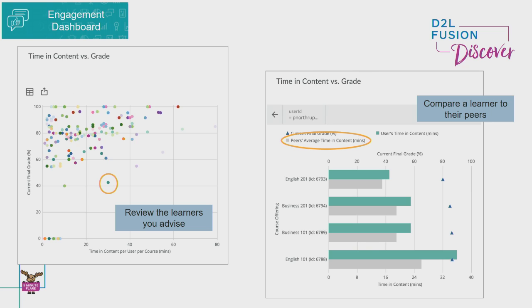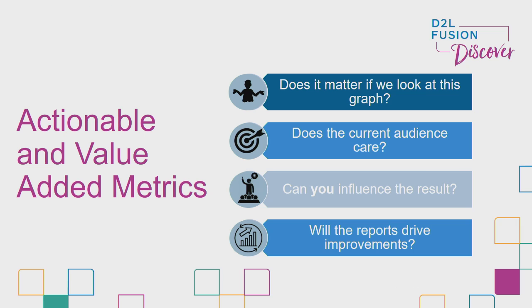But how about the question, do we know what good looks like? For this one, we can take a look at the engagement dashboard, which also uses the pattern of comparison. As an advisor, I can review all the learners I advise. Drilling into an individual, I can compare how much time they're spending on content in their courses compared to their peers to really help me identify when a learner might be off track.